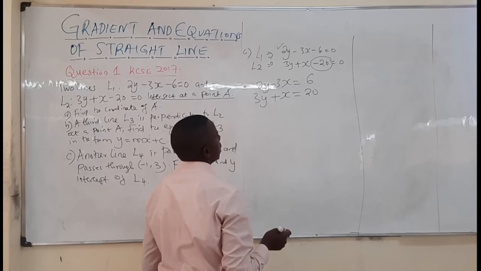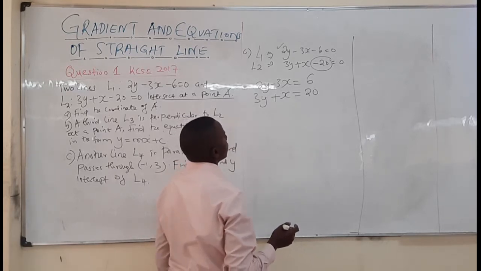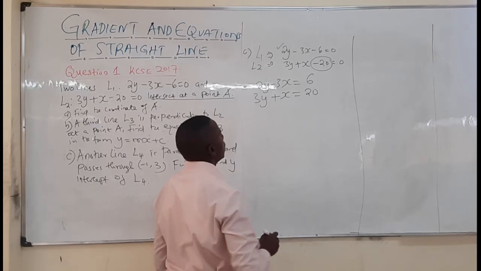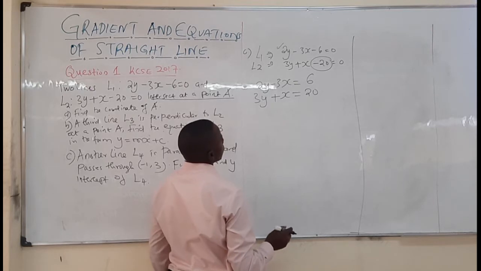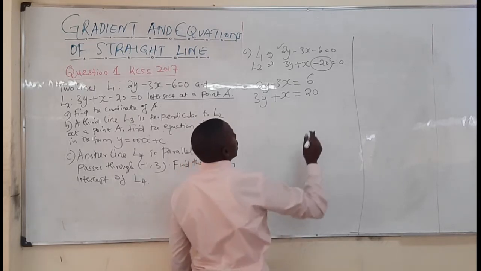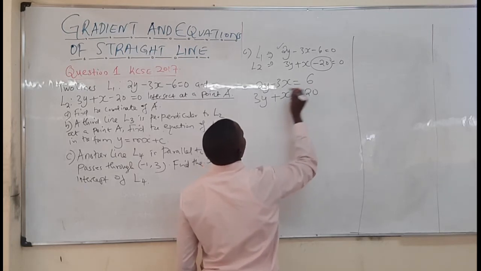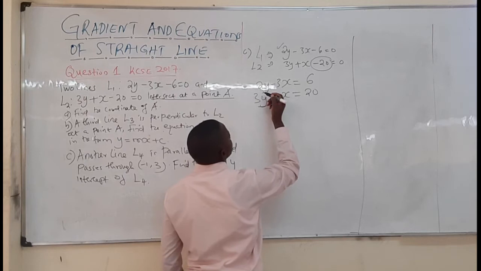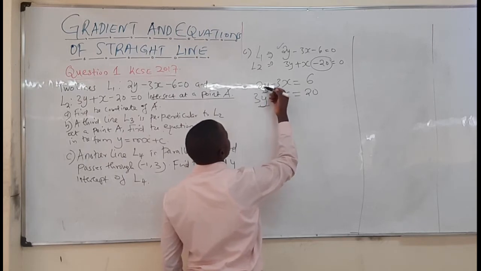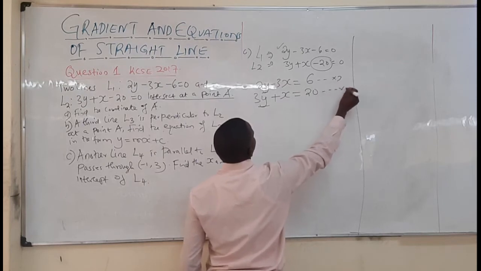We have substitution, elimination, matrix, and so on. So let's use elimination. You can eliminate y. For us to eliminate y, we have to make sure that the coefficients are equal, so we use the LCM. I multiply everything in the first equation by 3, and everything in the second equation by 2.